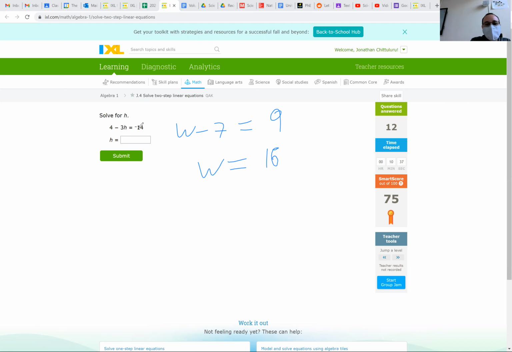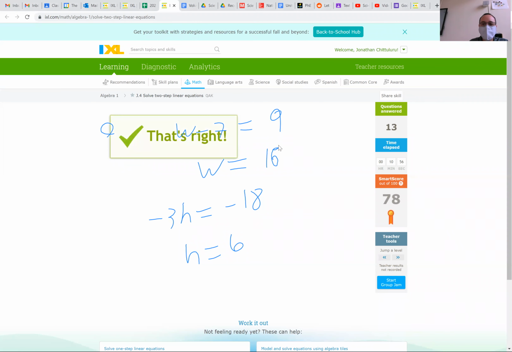Okay, so let's go ahead and subtract 4 from both sides to get rid of this 4 here. So we have negative 3h equals negative 18. And now let's go ahead and divide both sides by negative 3. So h equals 6. All right, so h equals 6. Let's go ahead and get that answer put in. Boom, and on we go.